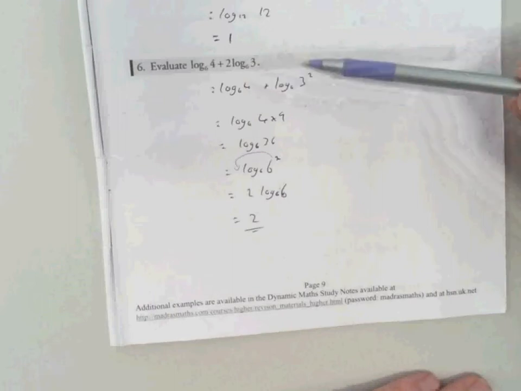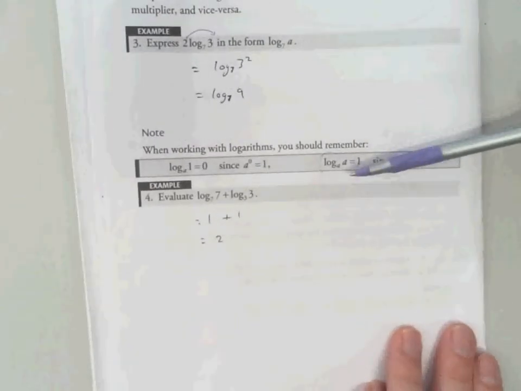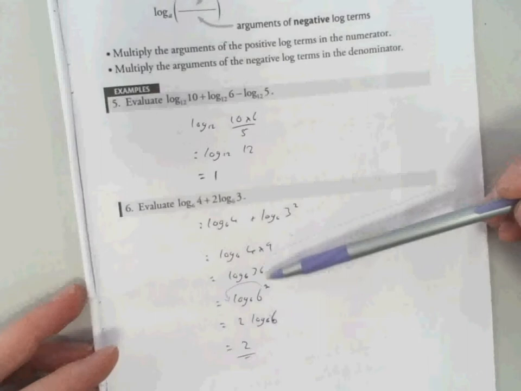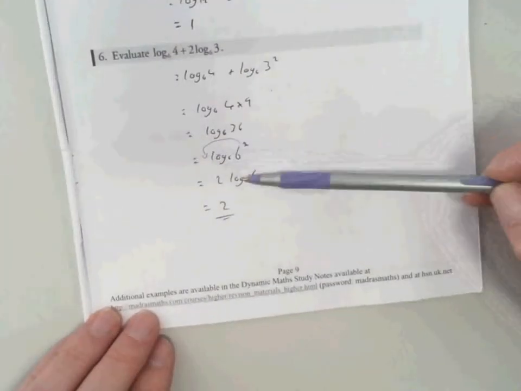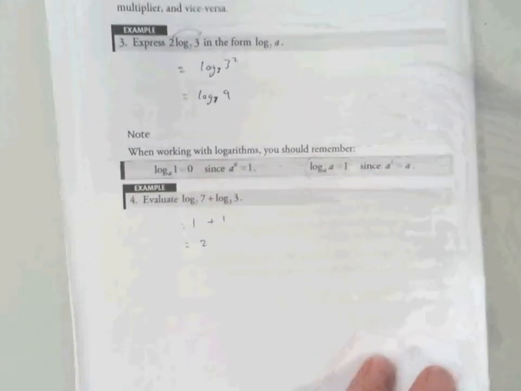So I've got rule 3 here, rule 1 here, and then I'm using this fact. I'm just rewriting my 36 as 6 squared. So I can again use rule 3 before using, I suppose we could call that rule 4 if we want to, or rule 5.